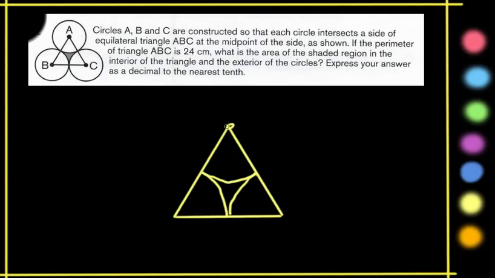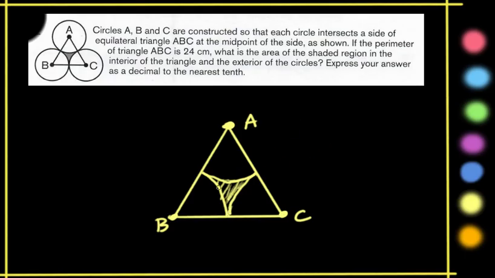So there's a center of one circle here at A. There's a center of a circle here at C. There's a center of a circle here at B. And we want to know the area of this shaded region here. Is that right? Yeah. Okay.